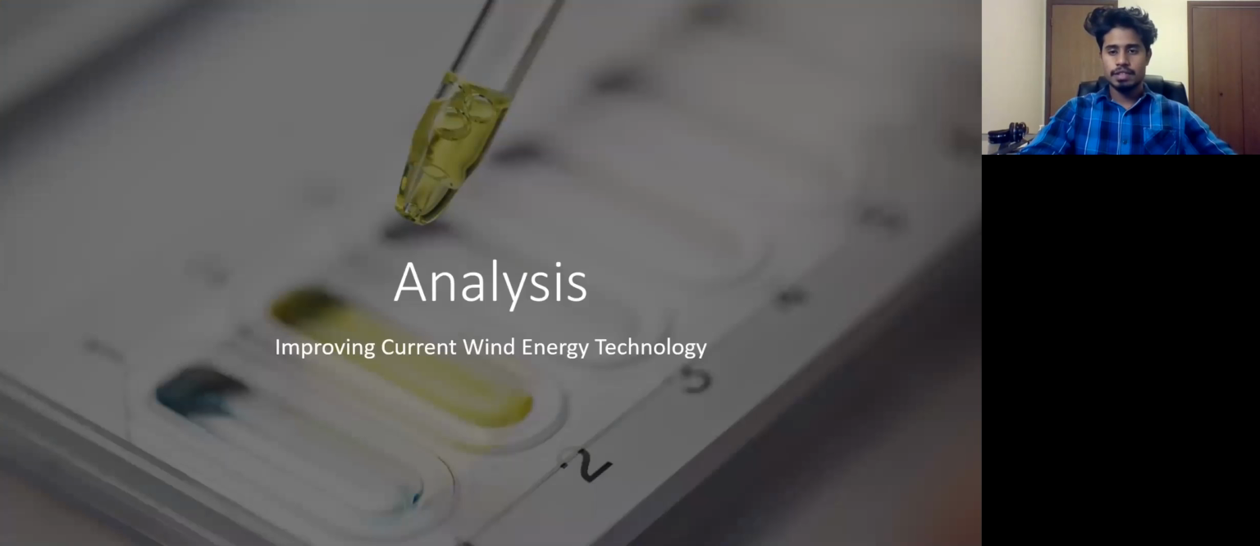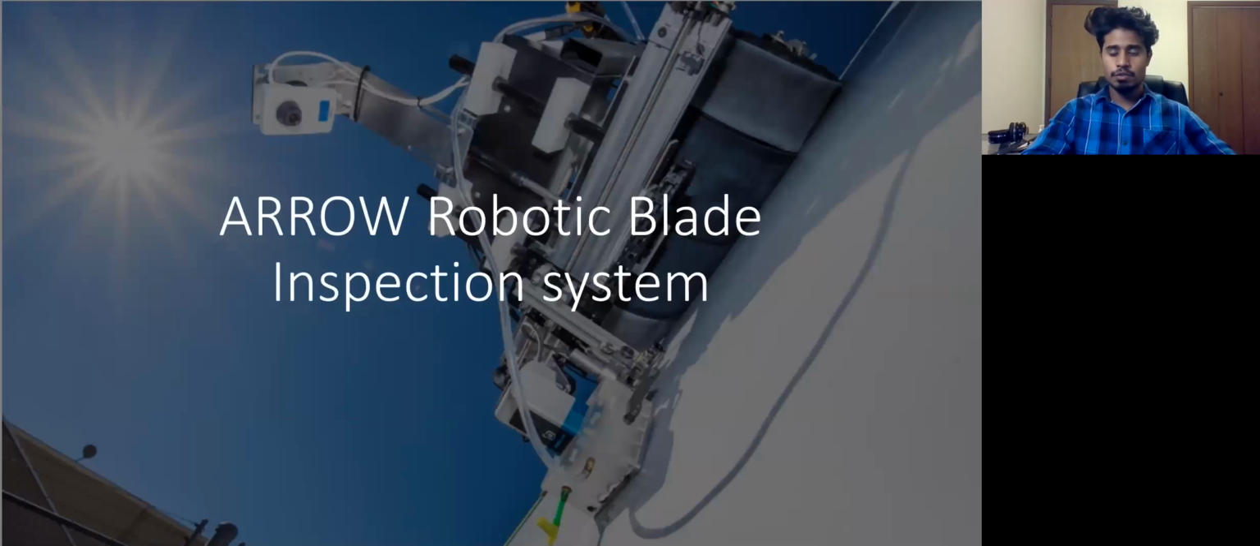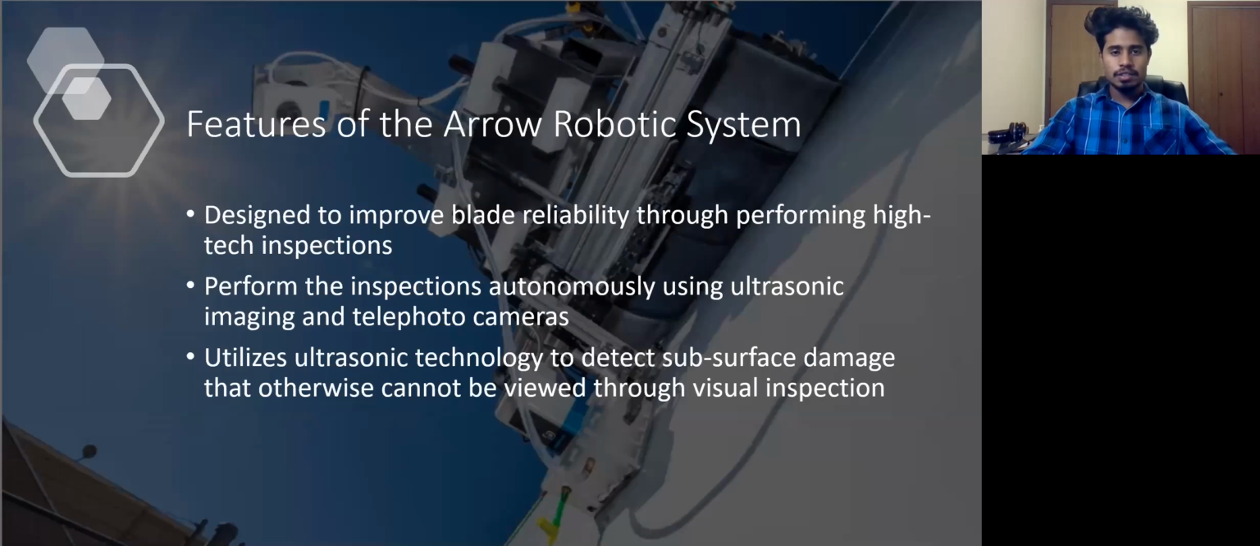Let's move into the second part of the analysis, where we look into ways to improve the current technology. This is the aero robotic blade inspection system. What this system does is it inspects the turbine blades using telephoto cameras and ultrasonic imaging. Why this is special compared to other pieces of technology is that it can detect subsurface damage. Subsurface damage is damage that cannot be seen by the human eye.